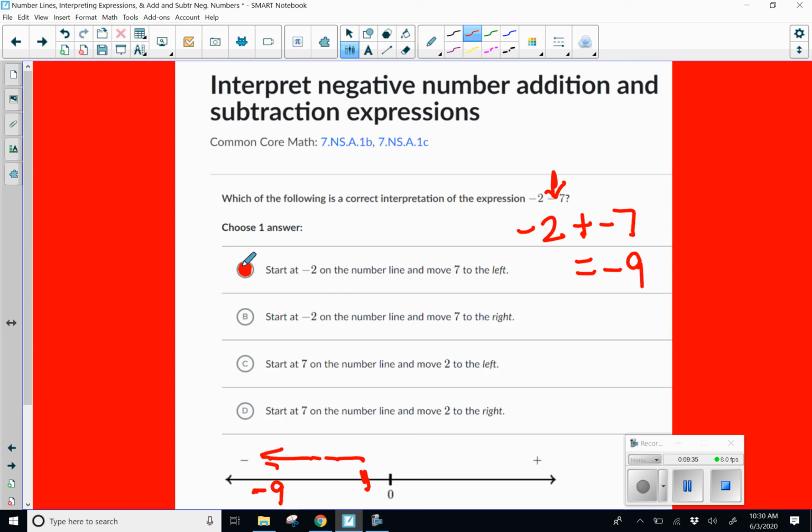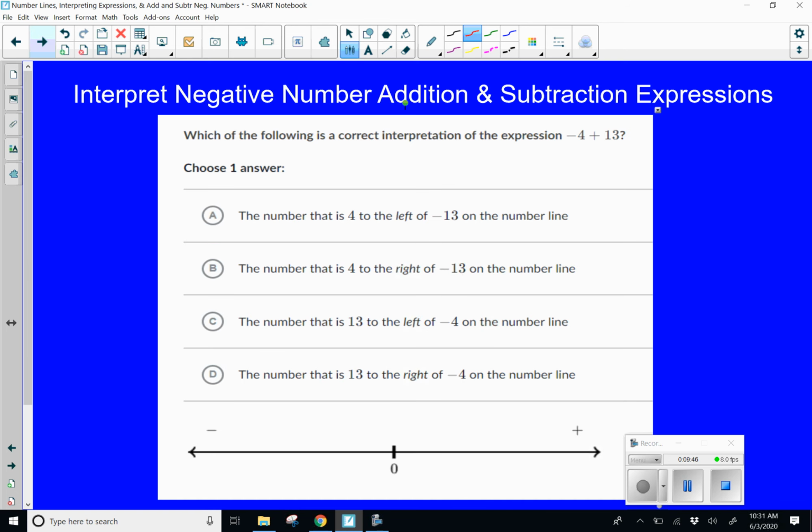Right away we can eliminate C and D because the first number in your problem is a negative 2. So you're not going to start at your second integer. You're always going to start at your first integer. Let's try another problem from the skill.